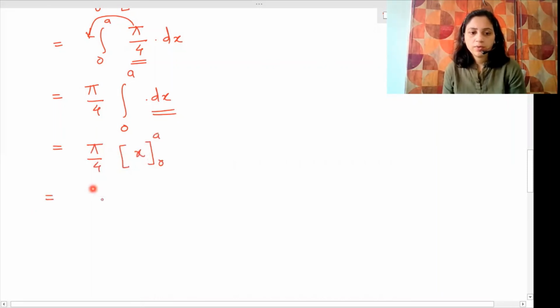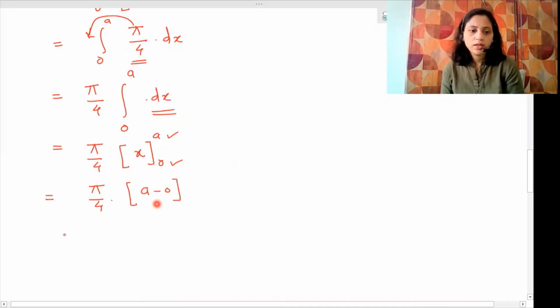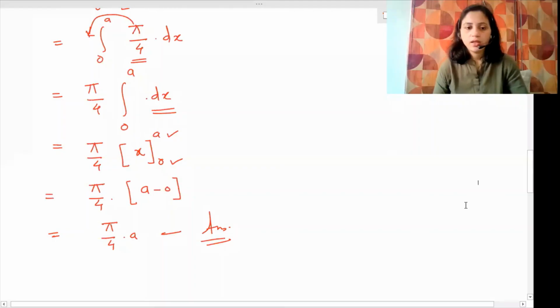Now pi by 4 as it is. Next, substitute the limits, upper limit minus lower limit. Upper limit is a, lower limit is 0. In place of x, we are going to substitute a minus 0, which is equal to pi by 4 into a. So this is the final answer, pi by 4 into a.